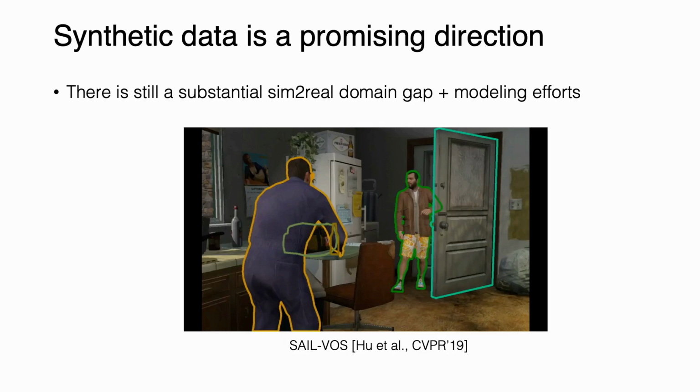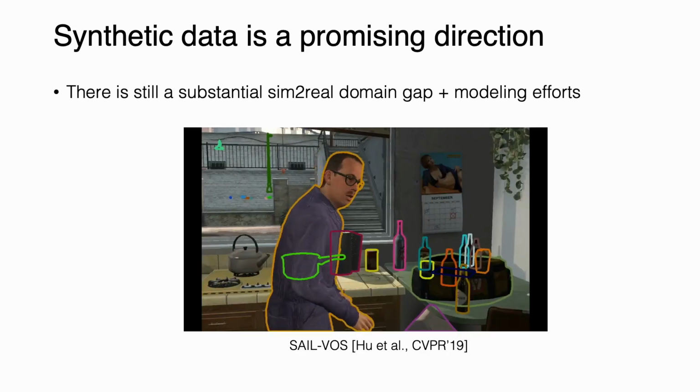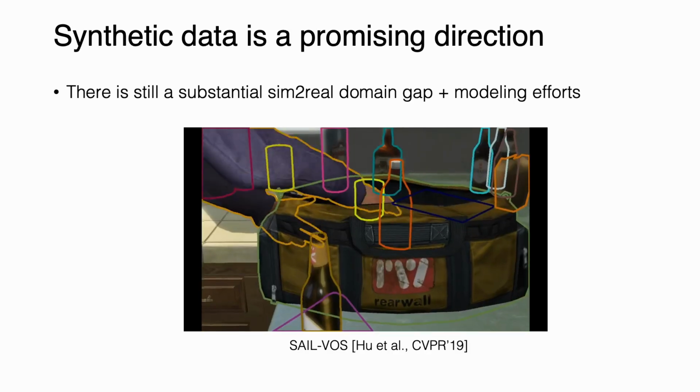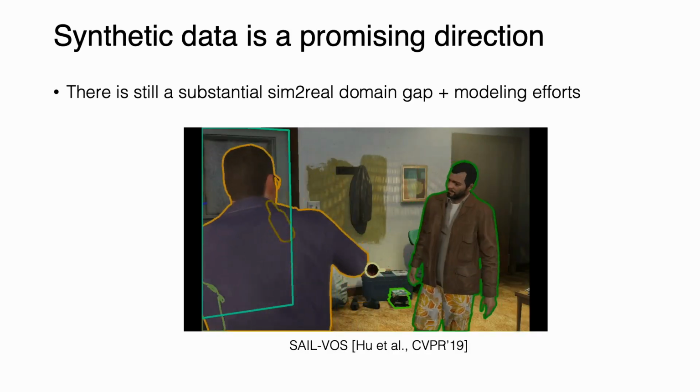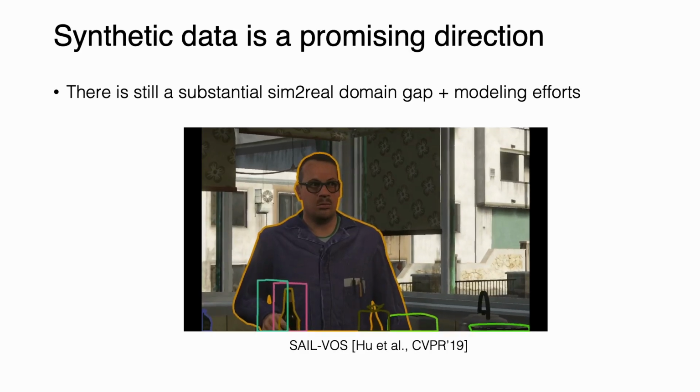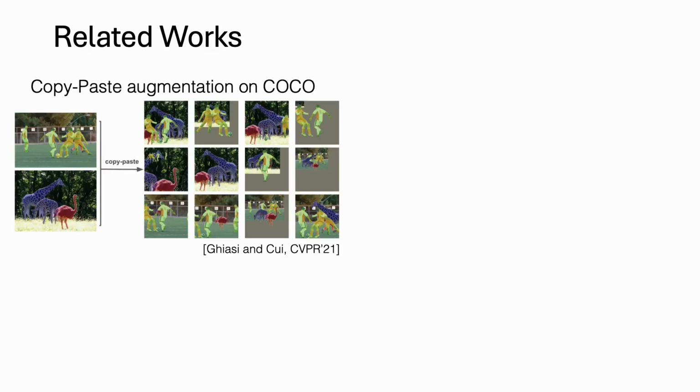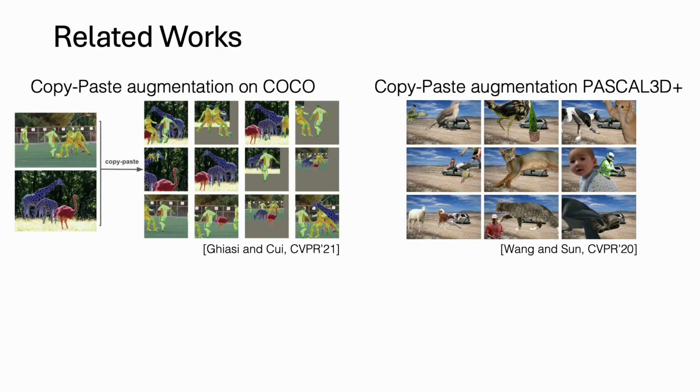With better physics-based rendering tools, synthetic data is a promising direction. However, there's still a substantial domain gap, not to mention the huge modeling efforts to create a photorealistic dataset. To address this problem, many methods have tried to create occlusion by random copy-paste using COCO for 2D, or 3D you have Pascal 3D Plus datasets. And although this approach is very scalable, it often creates unrealistic image compositions.